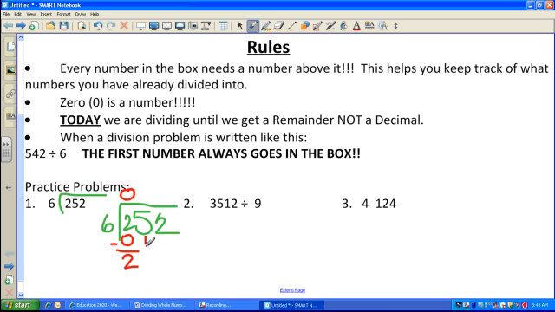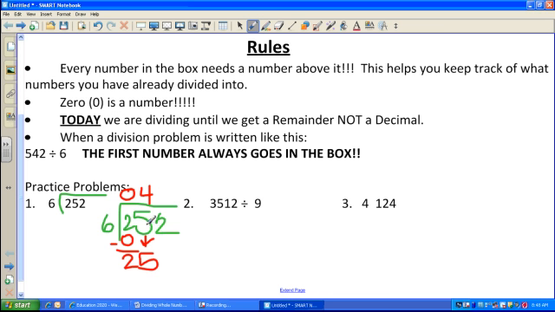So after that first number that you divided into, every other number after that gets brought down to whatever your remainder was. And our remainder was still that 2. We didn't take anything away. So instead of actually dividing into 5, I'm dividing into 25. So how many 6s can I pull out of 25? Remember, I want to get as close as possible without going over. So 6, 12, 18, 24, which is 4. If I did 5, that would be 30, which is too much.